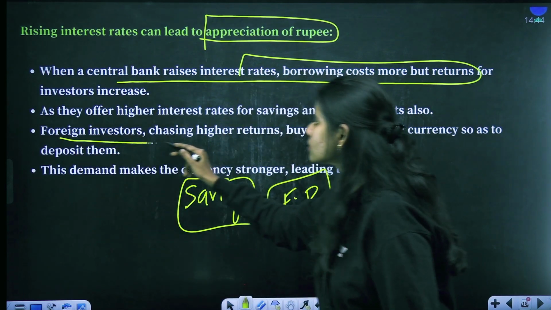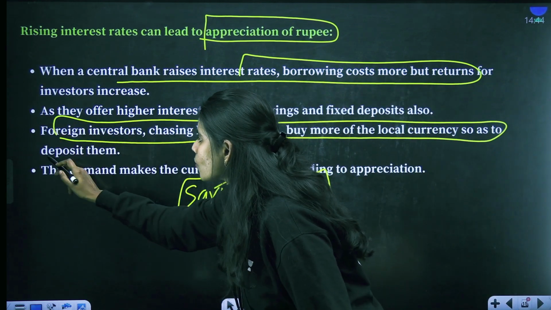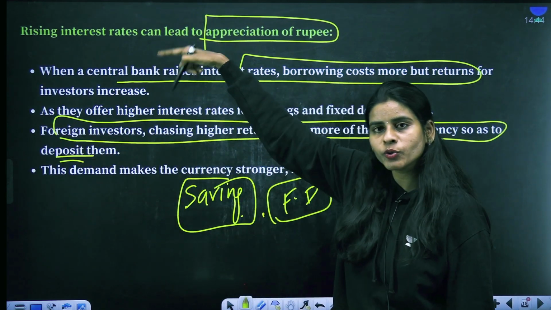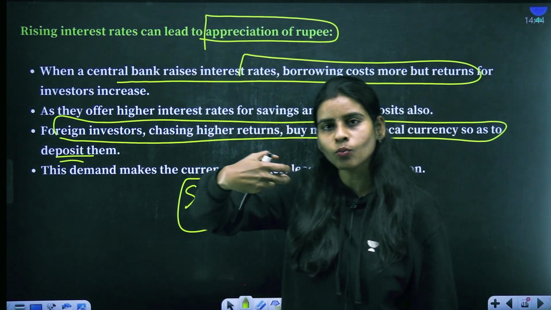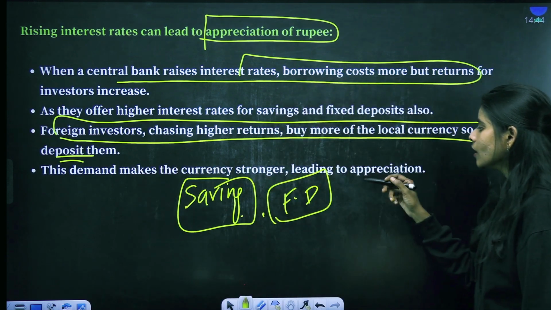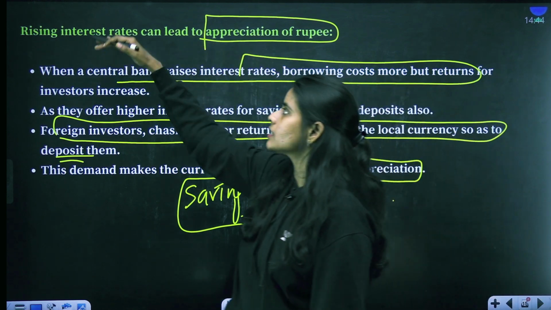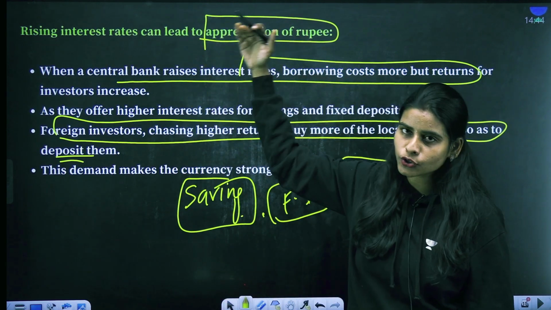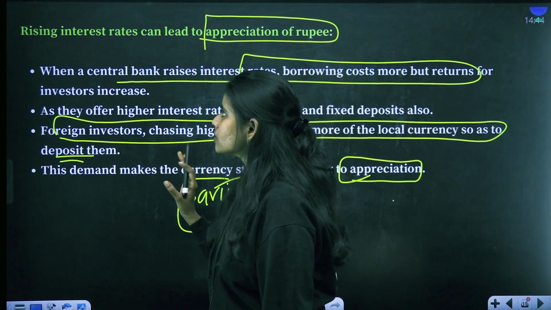So foreign investors chasing higher returns buy more of the local currency so as to deposit it. In case of the US, it is going to be the dollars. So buying more dollars will again lead to what? Creating the demand for the dollars, and that is going to lead to appreciation. Clear? So this is how rising interest rates can lead to appreciation of the currency, be it rupee or dollar. Clear? I hope this statement is clear.